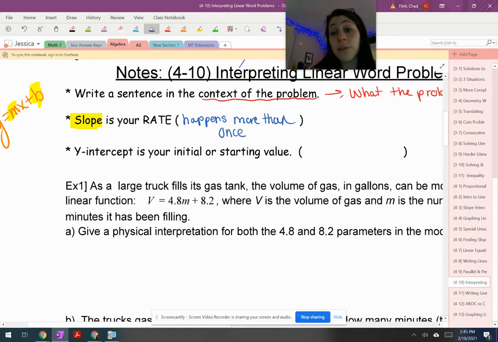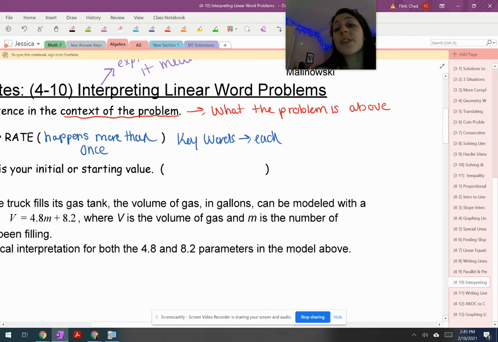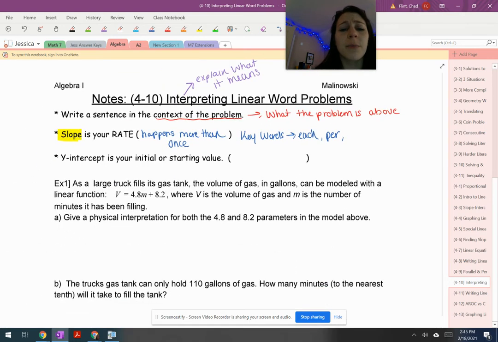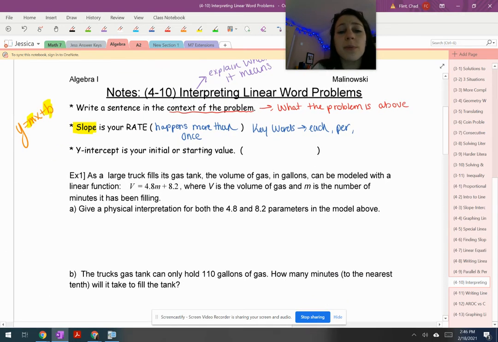So you're going to be looking for keywords like each, it's $50 each time, per hour. Those are the main ones I can think of at the moment. So again, that slope is the part that's happening more than once. That's happening each hour, each minute, each whatever.